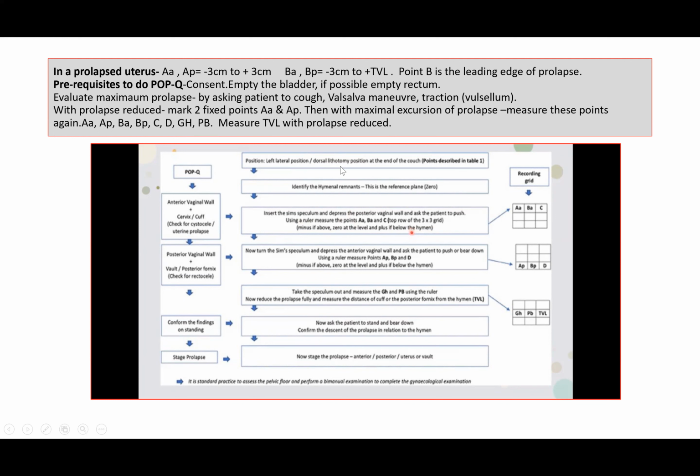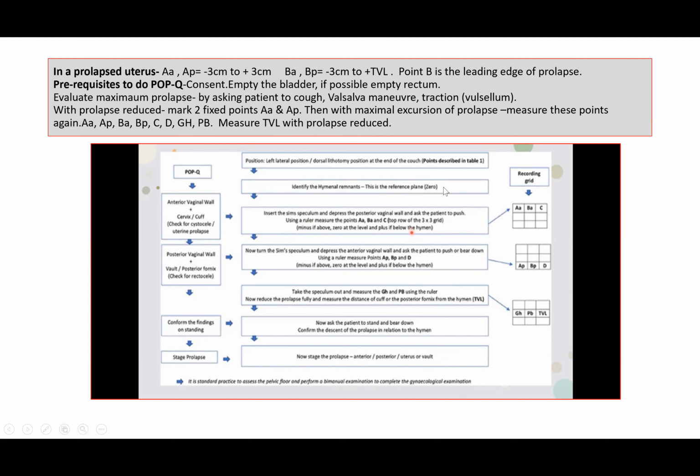So this is just the flow chart. What we're going to do, the position is important. We have to ask the patient to lie down in that position in which there is maximum prolapse. It can be either left lateral position, dorsolateral position, standing position, sitting position. Okay. Then we are going to identify the hymenal remnants. Okay. Because this is the reference plane and it is 0.